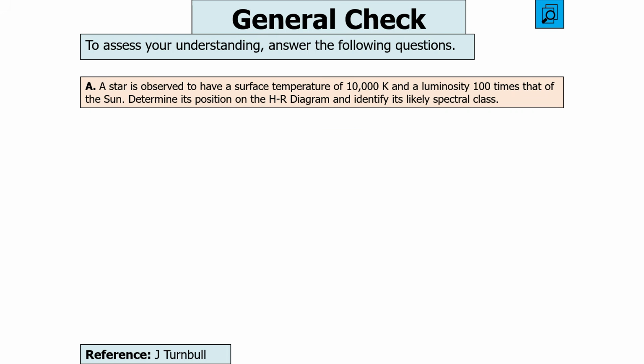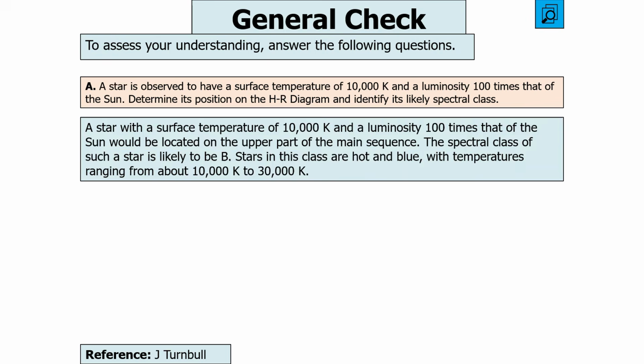A star is observed to have a surface temperature of 10,000 Kelvin and a luminosity 100 times that of the Sun. Determine its position on the Hertzsprung-Russell diagram and identify its likely spectral class. A star with a surface temperature of 10,000 Kelvin and a luminosity 100 times that of the Sun will be located on the upper part of the main sequence. The spectral class of the star is likely to be B. Stars in this class are hot and blue, with temperatures from 10,000 to 30,000 Kelvin.